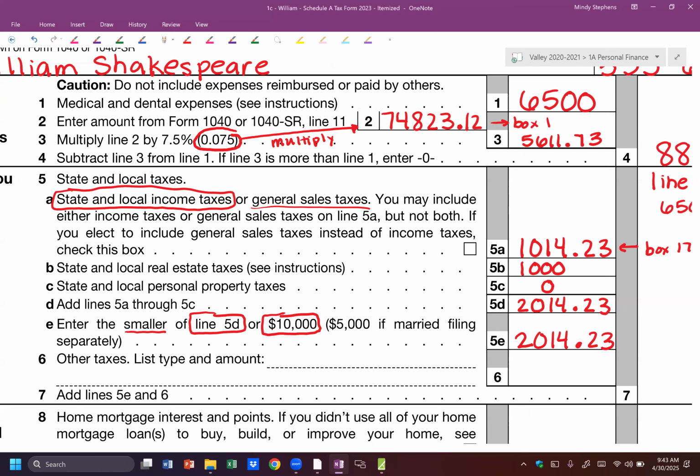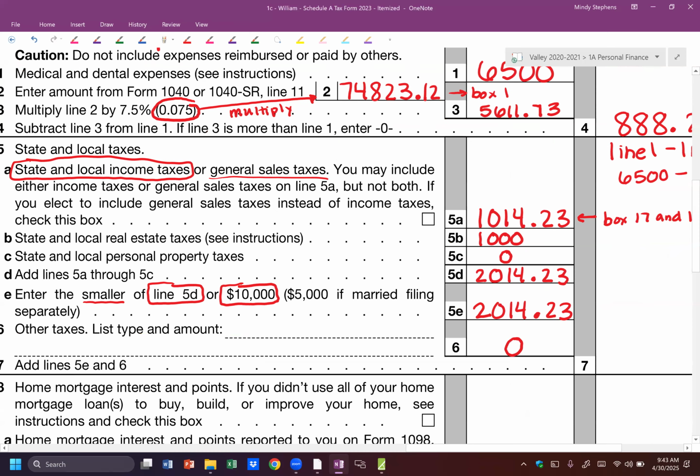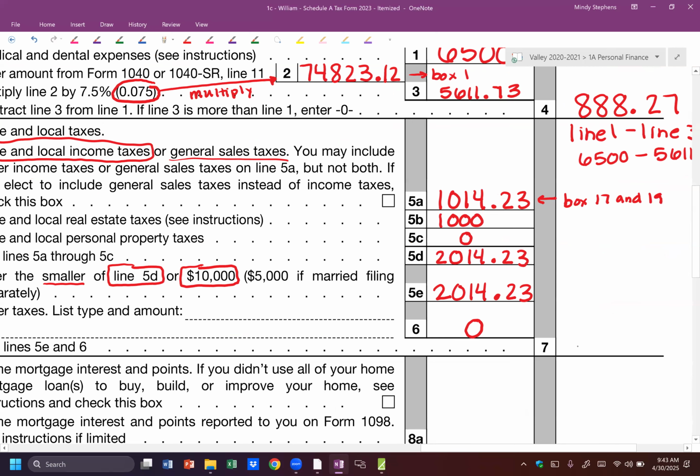6, other taxes on his list. Is there anything that says other taxes? So we're going to put 0 because nothing says other taxes on that list. Then 7, add 5E and 6 together. So if we add 5E and 6, we're just adding 0. So that one is just going to stay 2014.23 again for that line.